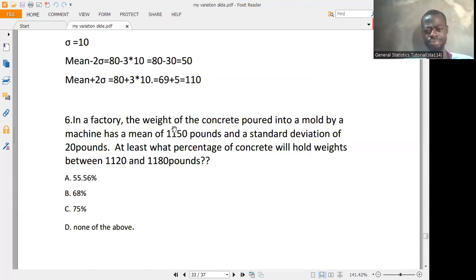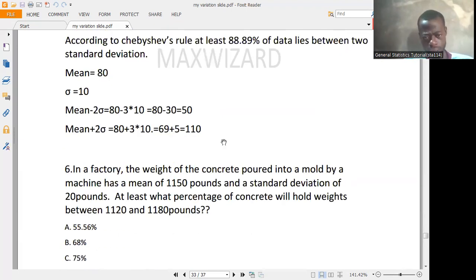Go and check well. This is what we are saying. The mean is 1150, the standard deviation is 20. If I use 1.5 standard deviations here, 1.5 standard deviations is going to give me 30. Do you get that? 1.5 times 20 is 30. So 30 plus 1150 will give me 1180. And if I subtract 30 from 1150, I will get 1120. So that means 1.5 standard deviations is used to formulate this.